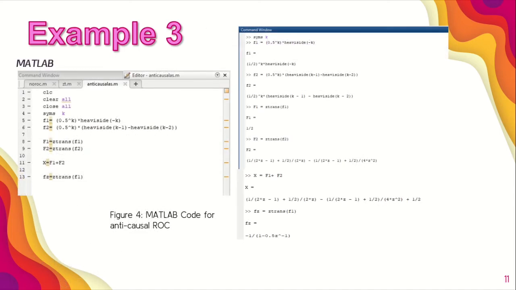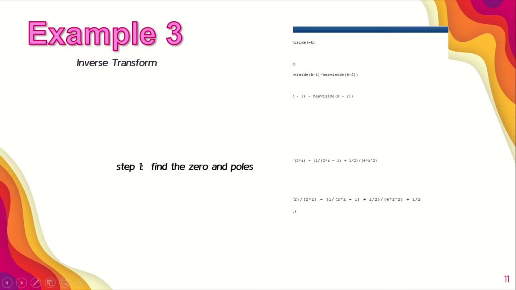In order to check back the manual calculation, we are using MATLAB simulation. So this is all the command and all the formula in the MATLAB simulation, and after substituting all the formula from the manual calculation into the MATLAB simulation, we get back the answer after the Z transform is performed in MATLAB.